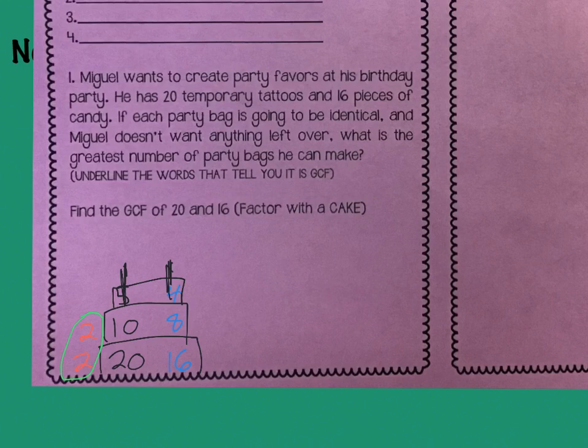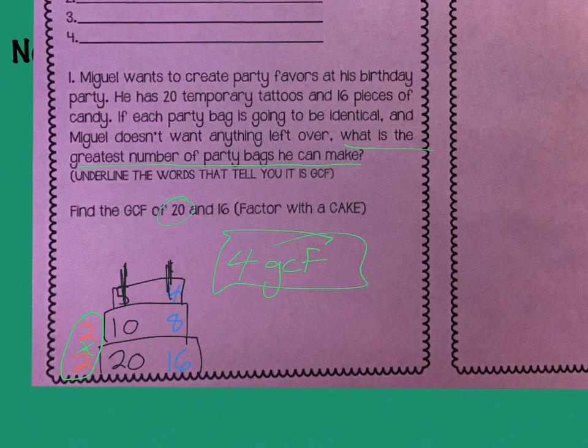And that's like the icing on your cake. That's what we want. That's the best part of the cake, right? And that's the part we want to take off of the cake. So we got to multiply those 2 numbers together now. So 2 times 2 is 4. So our greatest common factor is 4. And that tells me the greatest number of party bags he can make is 4.